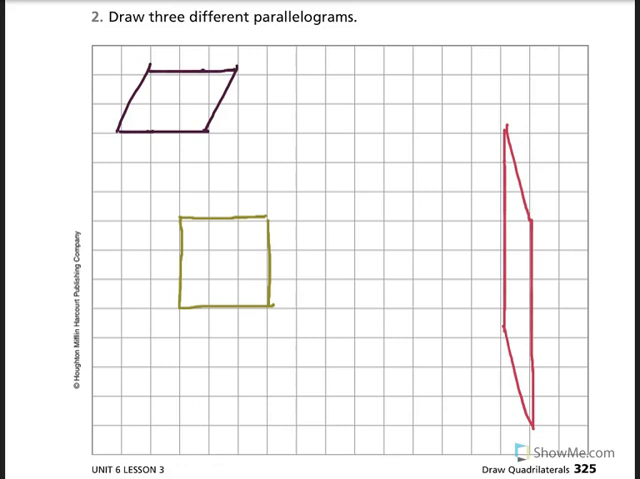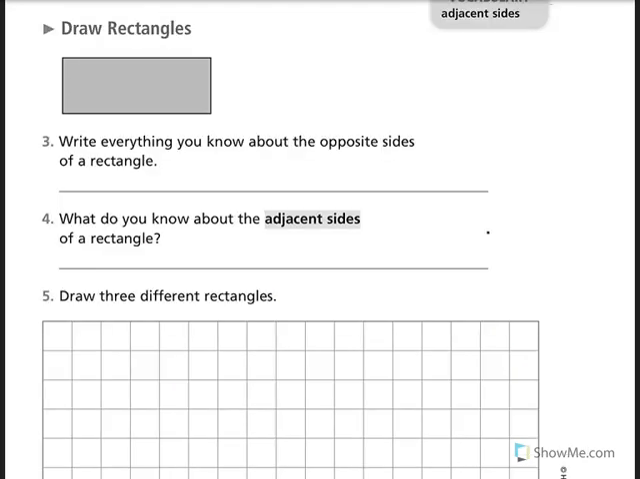And squares, all their sides are equal length, and some other parallelograms have different length sides. Like this one has way longer sides over here than it did on this side, and that's okay. But a square still counts, so keep that in mind. All right, let's go ahead and move on to the next one.